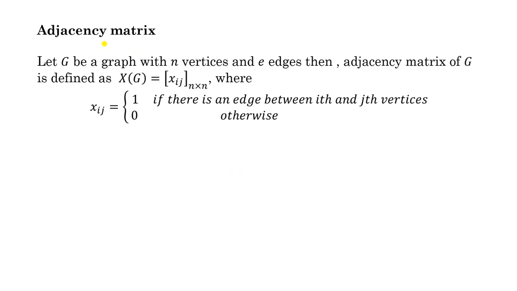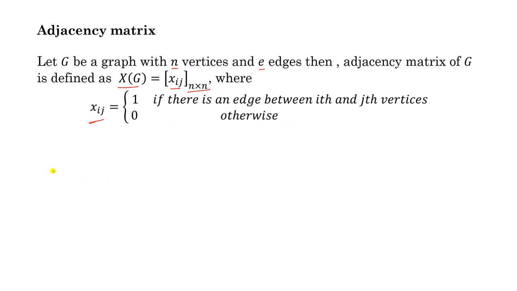Now another matrix, the adjacency matrix. This is basically an alternative to the incidence matrix. Let G be a graph with n vertices and e edges. Then the adjacency matrix of G is defined as X_G. X_ij is the element. The order is n by n, which means it will be a square matrix. And the ijth element is 1 if there is an edge between the ith and jth vertices, 0 otherwise.